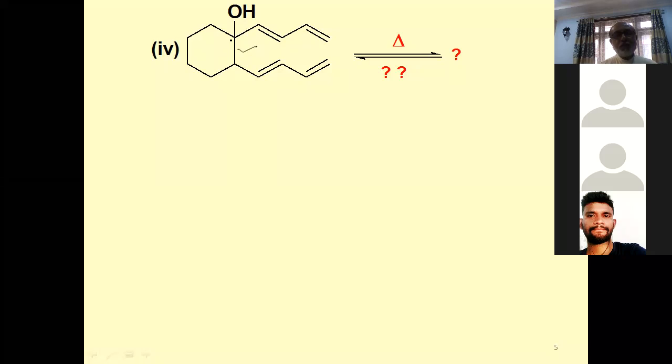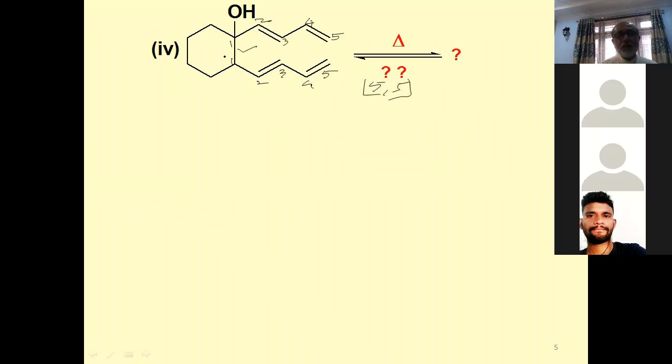So this will get number 1. And count this way. So this is 2, this is 3, this is 4, this is 5. This way, when you count 1, 2, 3, 4, 5, this becomes a 5,5 sigmatropic shift. And what will be the product? The product you can identify very easily. This is the new sigma bond that is going to be formed here.